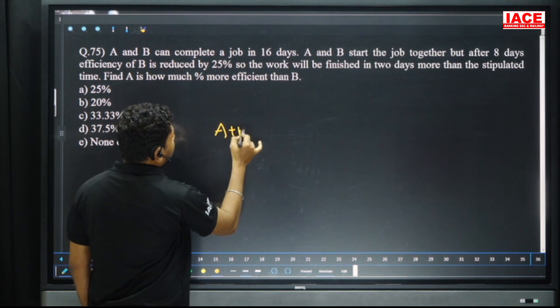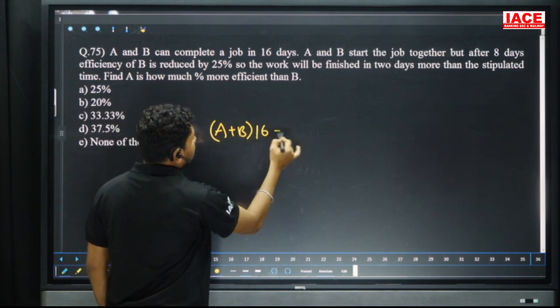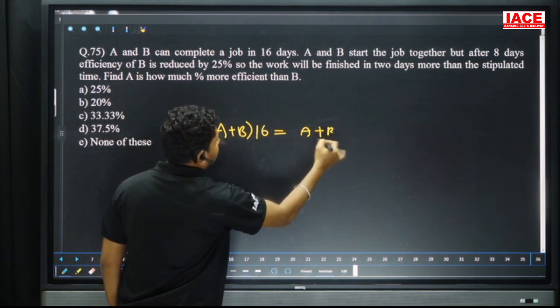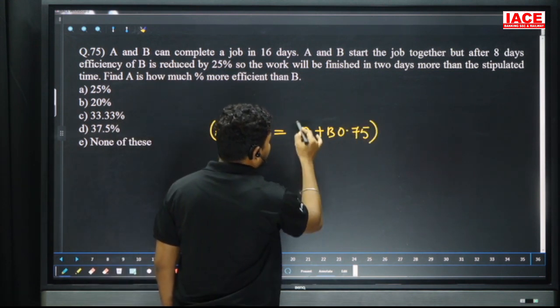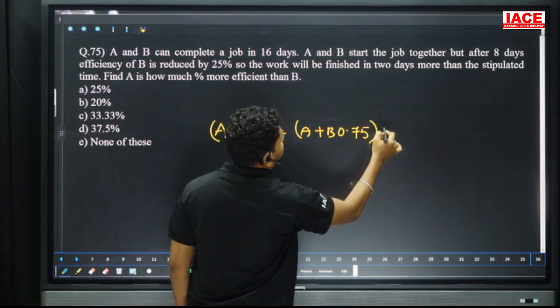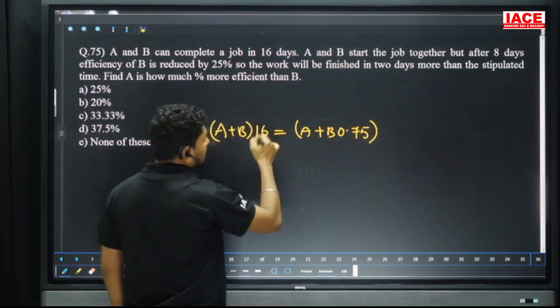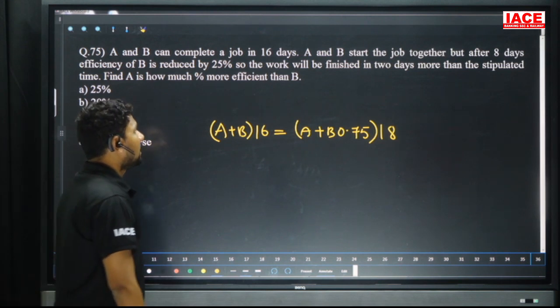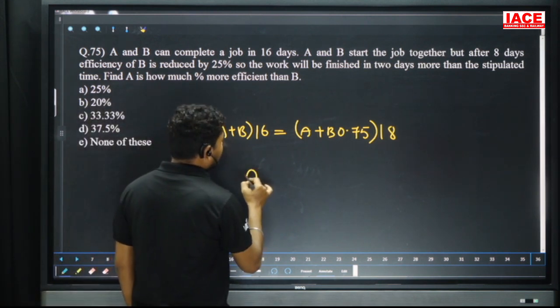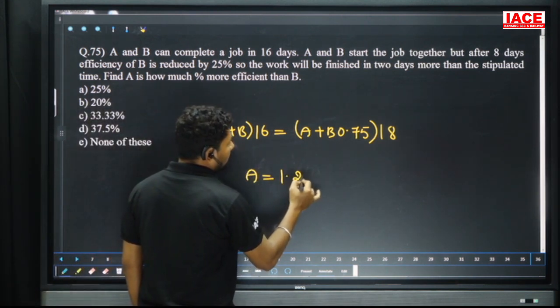A plus B completed the work in 16 days. But here the 25% less means we can write 0.75, that is also 3 by 4, which is completed in how many days? 2 days more. 16 days became how many days? 18 days. Calculating, you will get A is equal to 1.25 B.